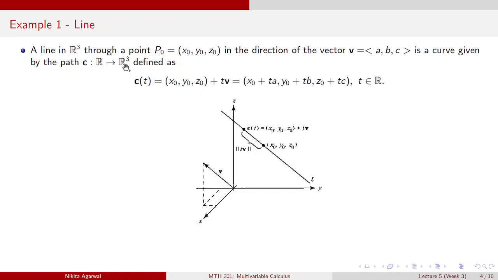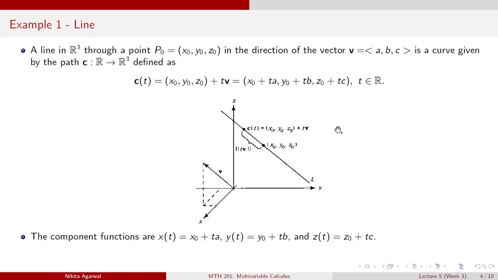So it goes from R to R3 and it is defined as follows. You remember the equation of a line passing through a point x0, y0, z0 in the direction V. It is nothing but x0, y0, z0 plus t times v. Now this t is the variable that I use here. If you open these brackets, you will get x0 plus ta, y0 plus tb, z0 plus tc. So this is the path that gives you this line as the curve.